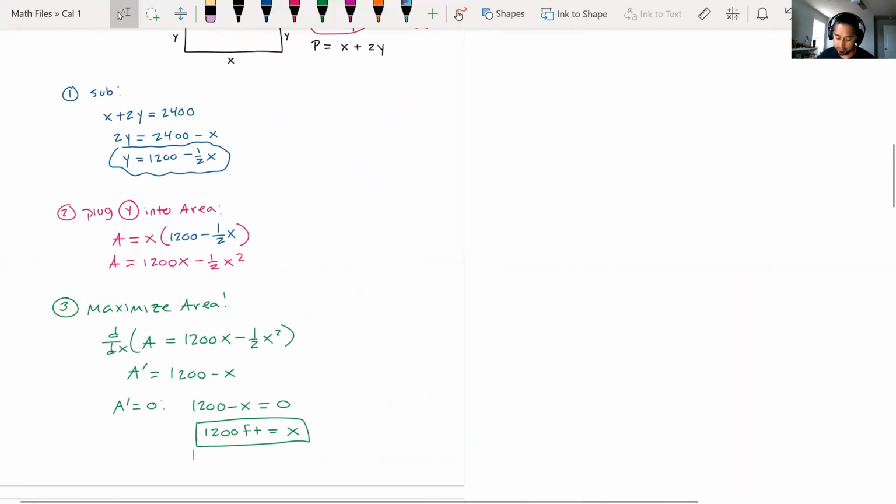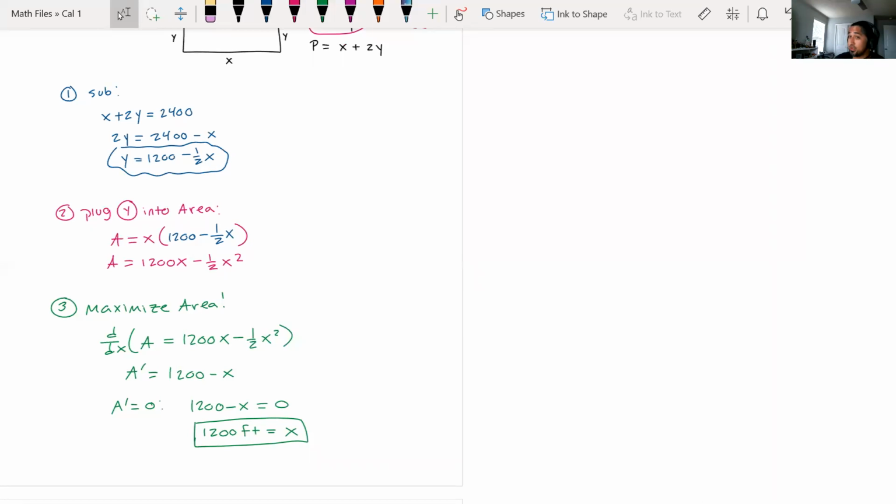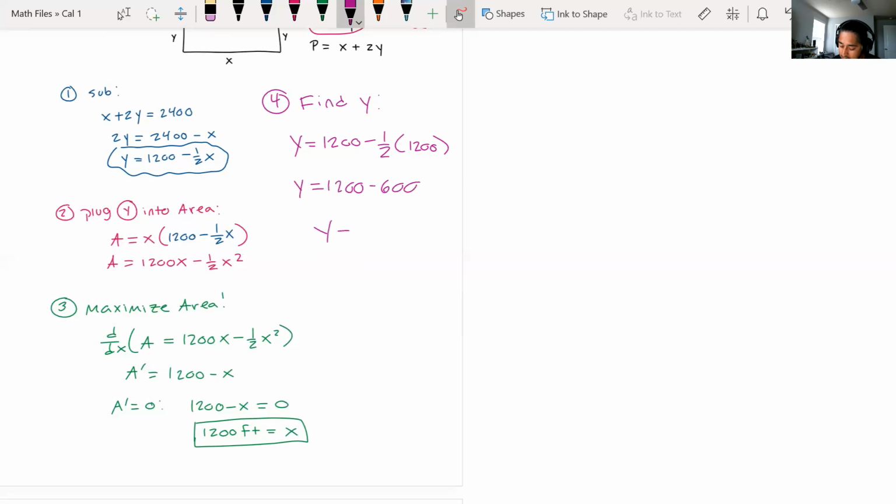Which means go ahead and plug it back into our substitution that we made in step 1. So 4 is find y. Okay, so we'll get y equals 1200 minus 1/2 times 1200. And that's going to be 1200 minus 600, which means that y needs to be 600 feet.